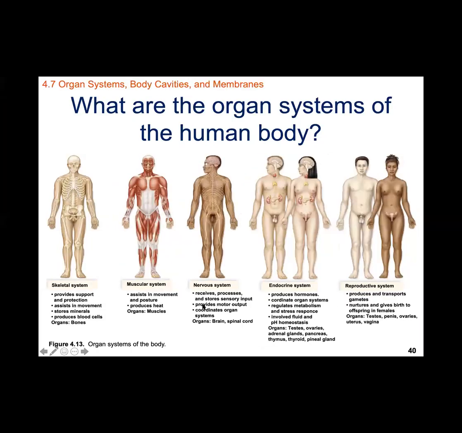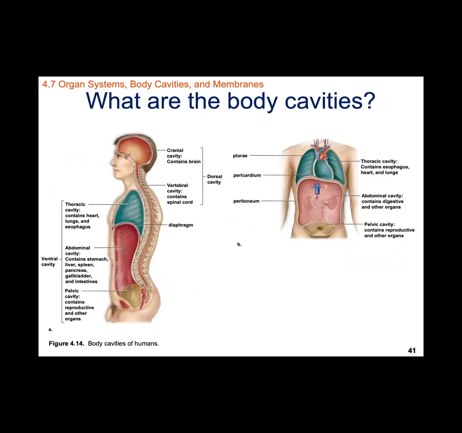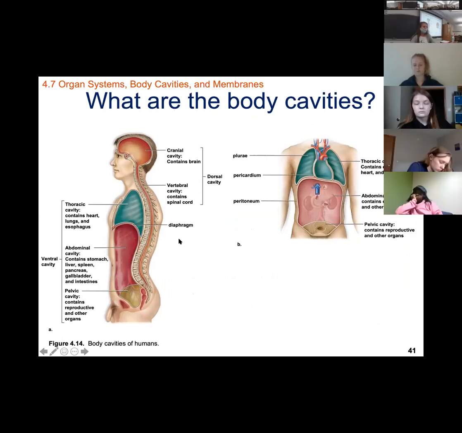Okay, so now we are on, there's a couple more. You have skeletal system, muscle system, nervous system, endocrine system, reproductive system. Again, I'm not going to read all those bullet points. Good to refresh those. Figure 4.1.3. What are body cavities? Okay, we're getting close here. Less than 10 slides, so stay with me here.